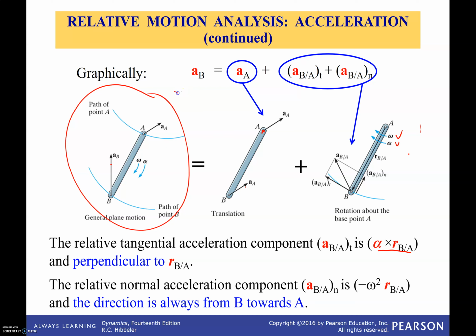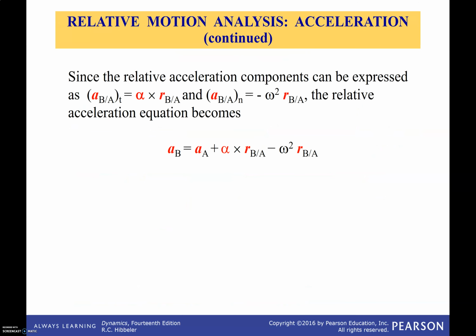This is the basic equation that we're going to use in this section to solve problems. And we're going to need this equation later on when we write Newton's equations. So this is the equation that we need to use: the acceleration of a point B is the acceleration of a point A plus the rotation of B relative to A, which is this term here.